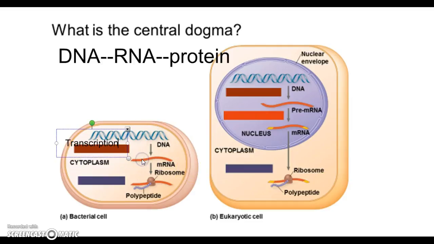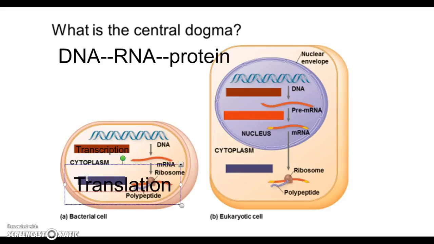You'll notice then that transcription happens in the cytoplasm. That's the DNA to RNA, specifically messenger RNA is what we'll be talking about. And then that RNA is going to go and find a ribosome and be used to sequence the amino acids together to build the protein. That is called translation.